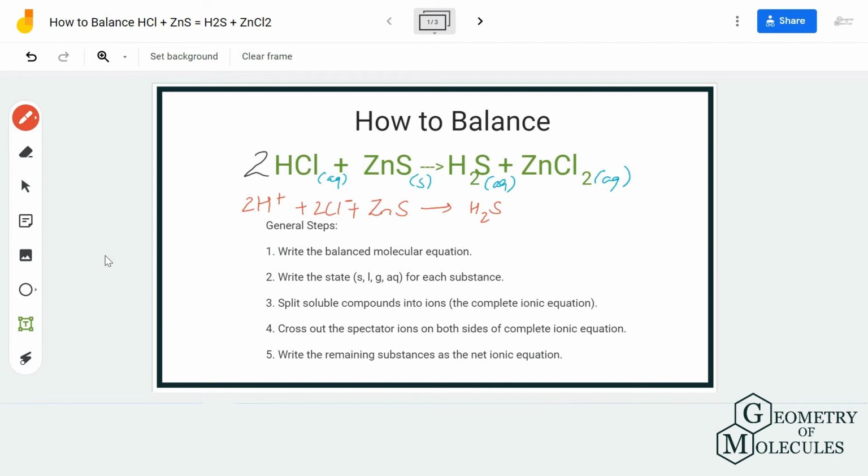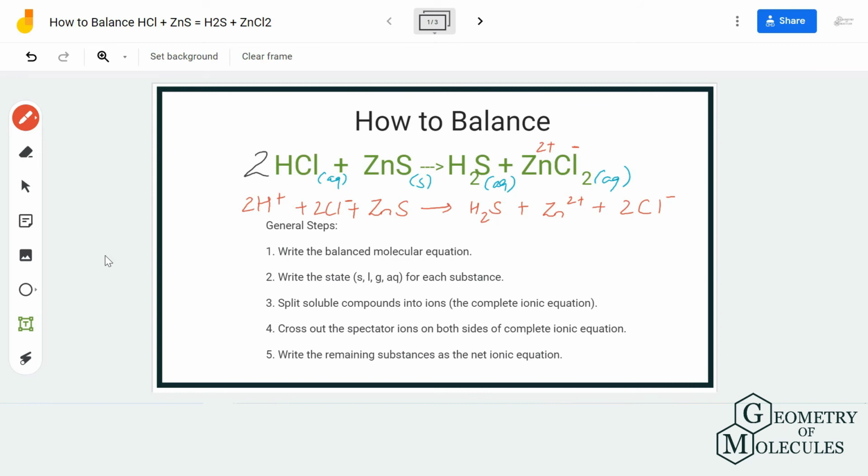And then when you move forward, you have ZnCl2. It will also split. Zn has a charge of +2 and Cl has a charge of -1. So you can write Zn with this charge and Cl, that is 2Cl minus. Okay, so we have done this part over here.